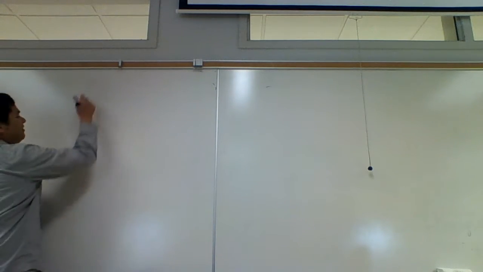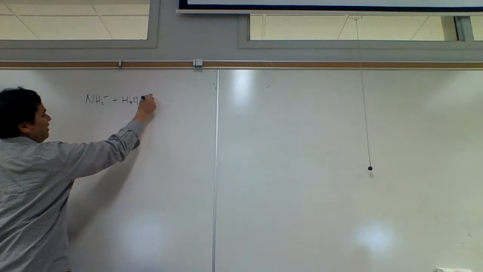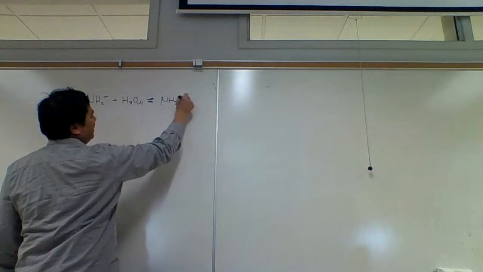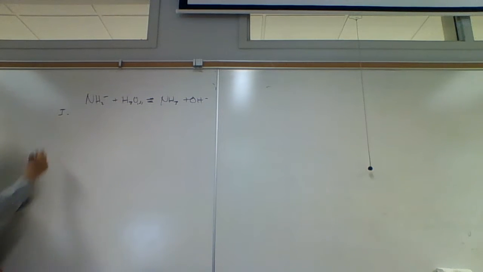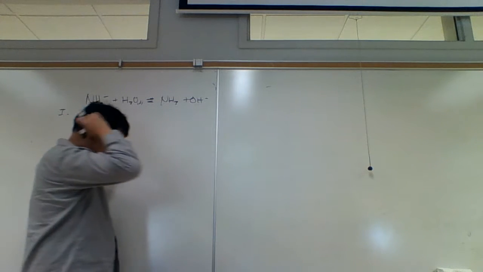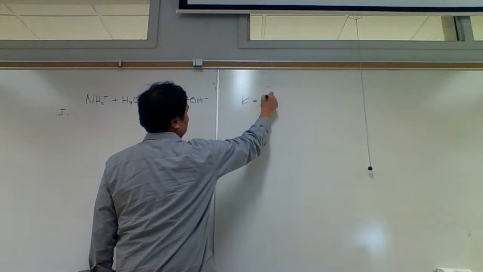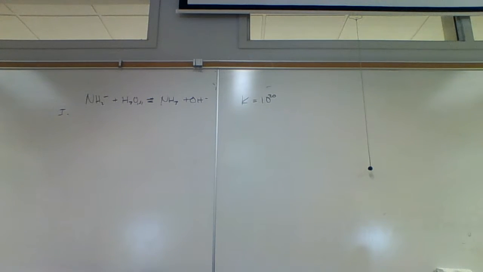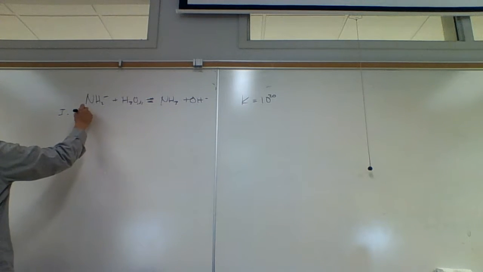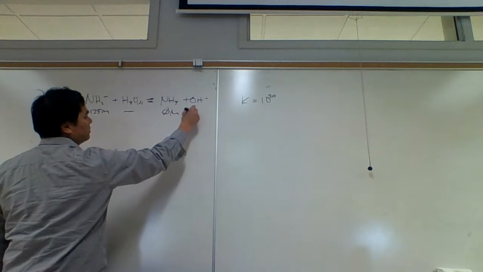All right, the problem was with amide in water to form ammonia and hydroxide. What was the initial concentration of the amide? 0.0125. All right, the initial concentration was 0.0125 molar. This was 0 molar and 0 molar.